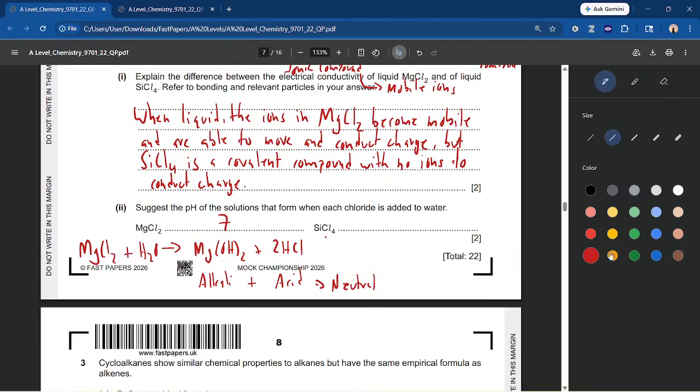Whereas for silicon chloride, this is going to be SiCl4 plus H2O, which is going to give you silicon hydroxide plus 4HCl, which is an acid. So the pH can be anywhere between 0 to 3. So you can put anything. Let's say it's going to be 3. Nice.